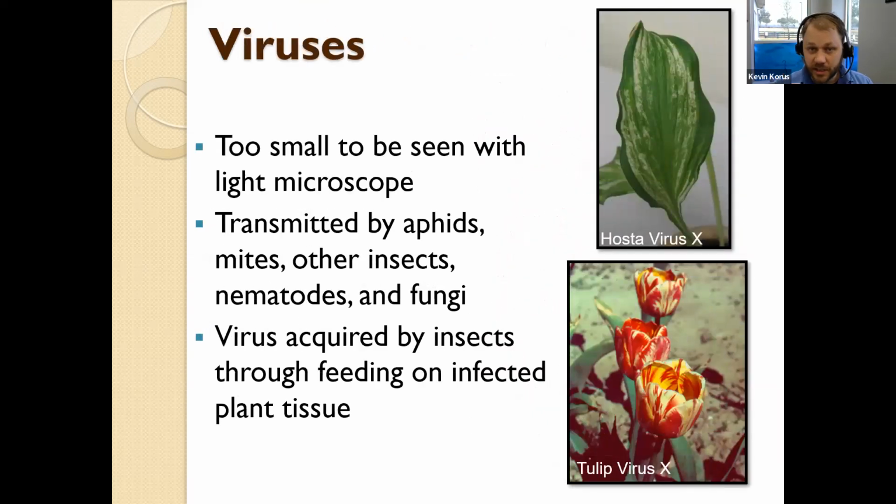Just going into a little bit more depth on each one, we'll start with the smallest one. Viruses, like I said, are too small to be seen with a light microscope. They have to be visualized using a scanning electron microscope. They're typically transmitted from plant to plant by something. Usually it's insects. Aphids are a big one, but it could be mites, nematodes, the microscopic little worms that can actually move viruses from plant to plant, fungi, and even humans.